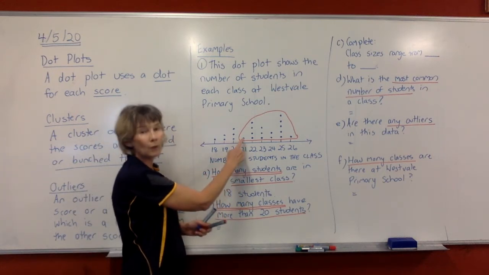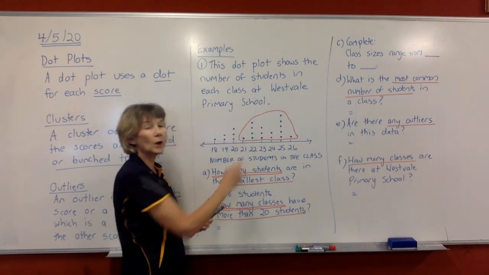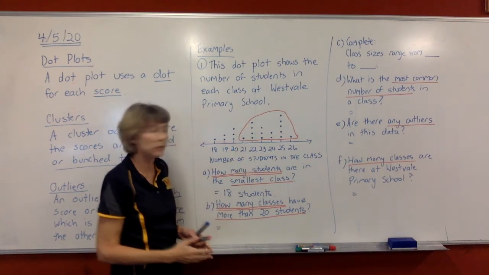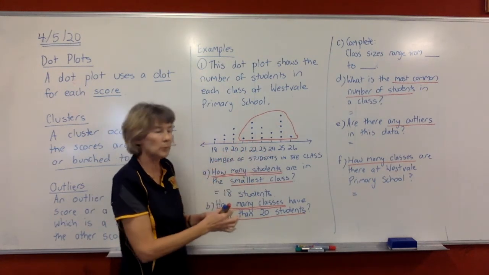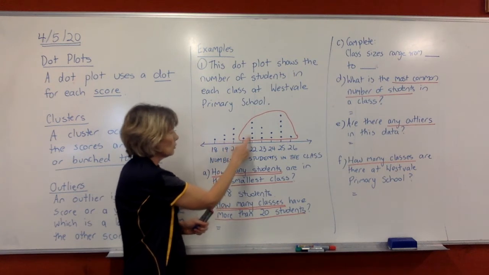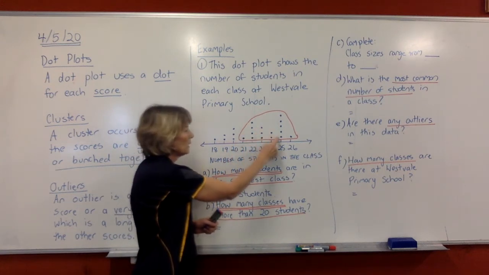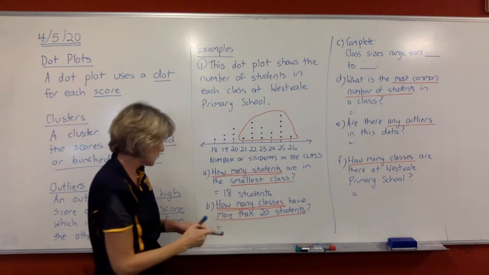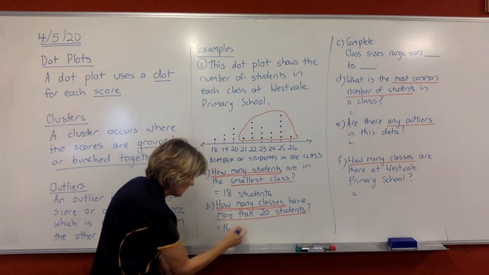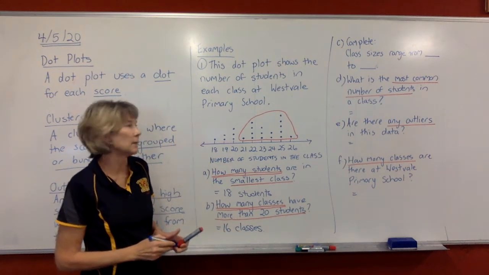So this tells you you've got one class with 21 students. We have 4 classes with 22 students, etc. So we want to be adding up all these dots. So we're just going to count them. 1, 2, 3, 4, 5, 6, 7, 8, 9, 10, 11, 12, 13, 14, 15, 16. So there are 16 classes that have more than 20 students in them.